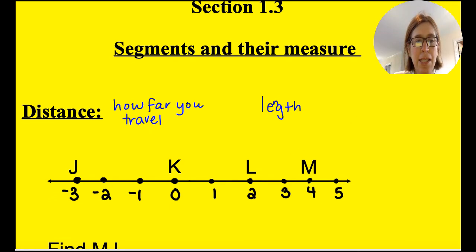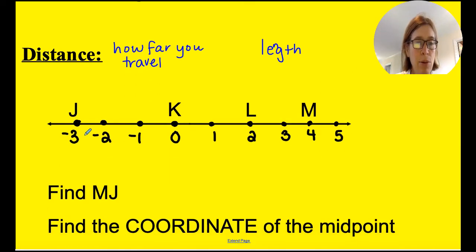So let's look at this number line I gave here. I labeled each of the coordinate points. So these are all the coordinates, -3, -2, -1. Those are the coordinates, and I gave them names. Those are points. Point J would have the coordinate of -3. Point M would have the coordinate of 4.